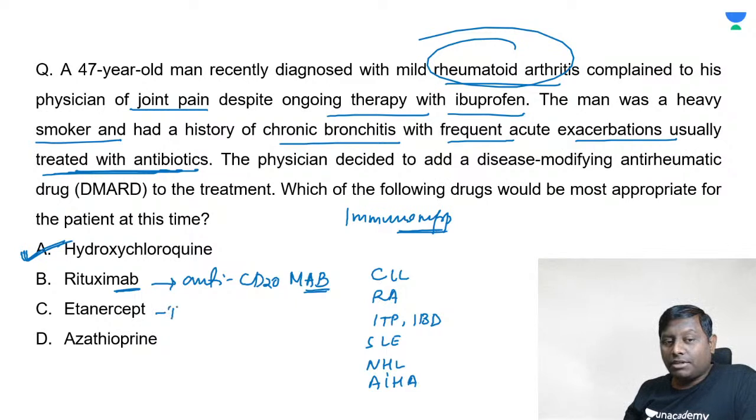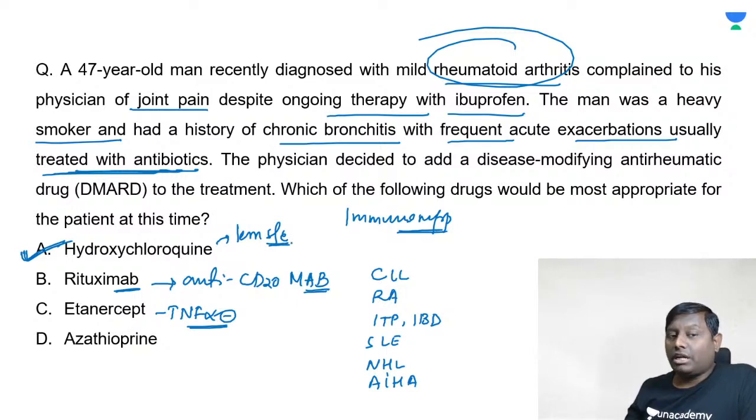Etanercept happens to be one of the TNF alpha inhibitors. Okay? Can it be used? Yes. But looking at the present scenario, the drug that is most preferred is going to be hydroxychloroquine. Reason being, it is associated with lesser side effects, unless the patient has a drug allergy or G6PD deficiency. It's a highly safer drug that we can use.